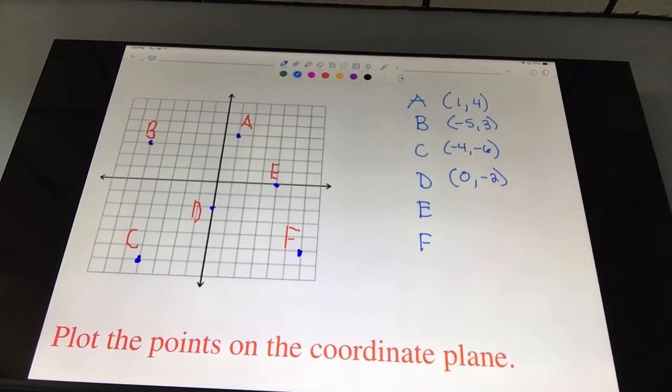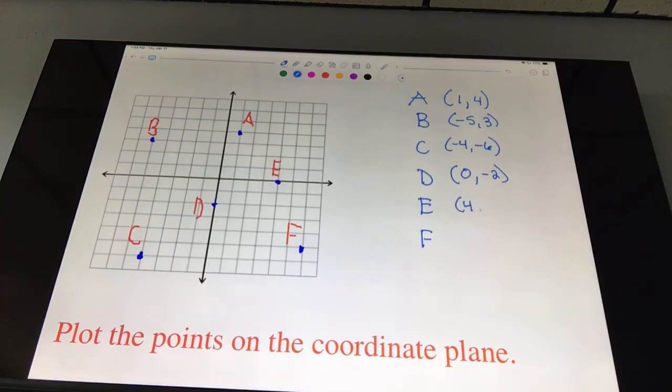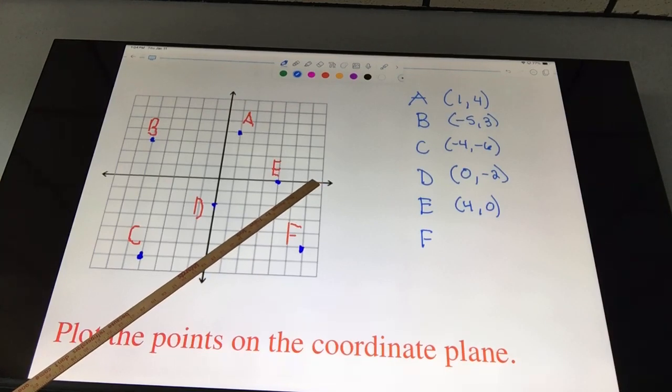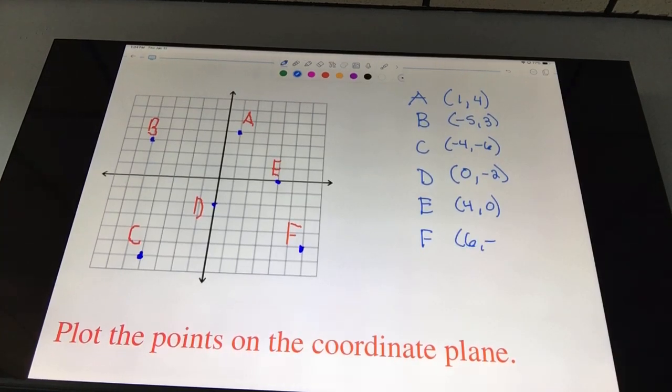Point E, 1, 2, 3, 4 to the right on my x-axis. So X is 4, but I'm not going up or down, so Y is 0. And then F, 1, 2, 3, 4, 5, 6. For my X, 1, 2, 3, 4, 5. Negative 5 for Y. So those should be your answers. Now, if you've got those mixed up, you've got them backwards, you counted wrong, you're gonna have a really rough time with this unit, okay? Because we're just talking about plotting points at this point, which should be knowledge you have already.